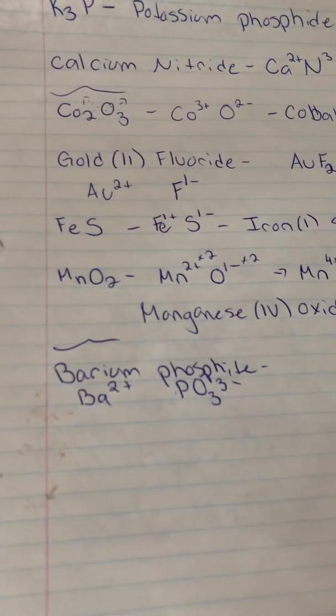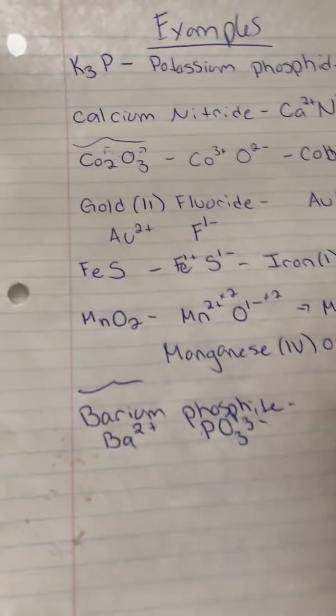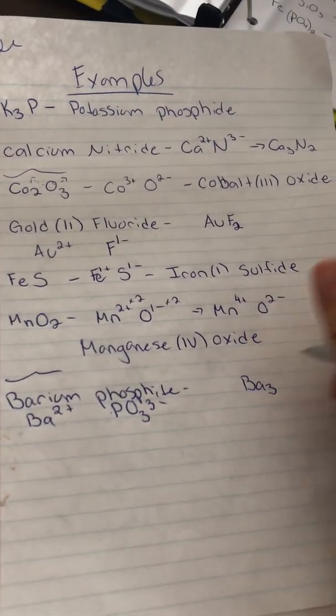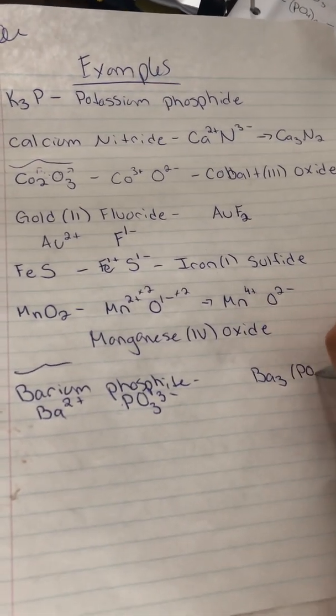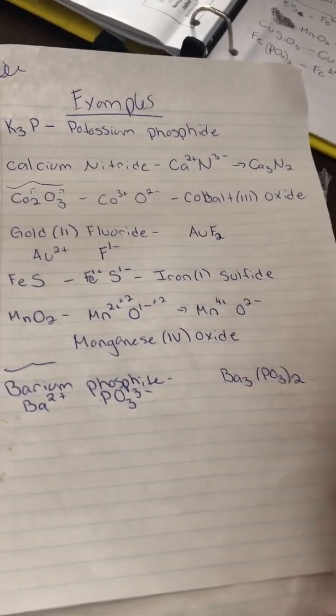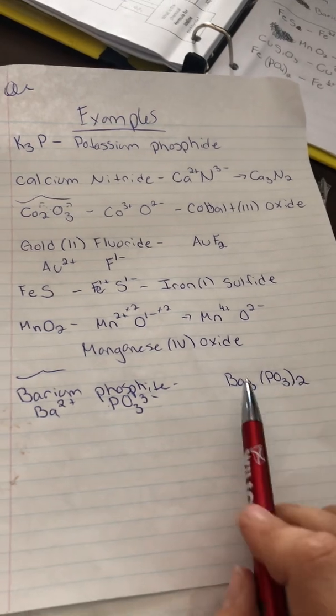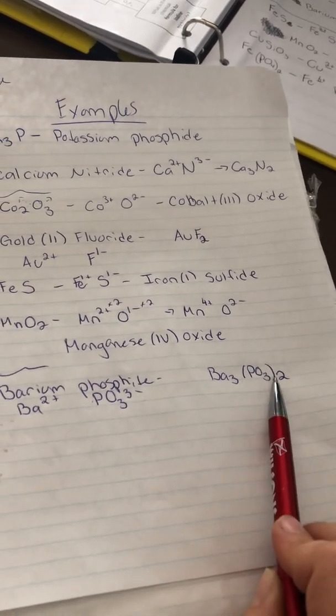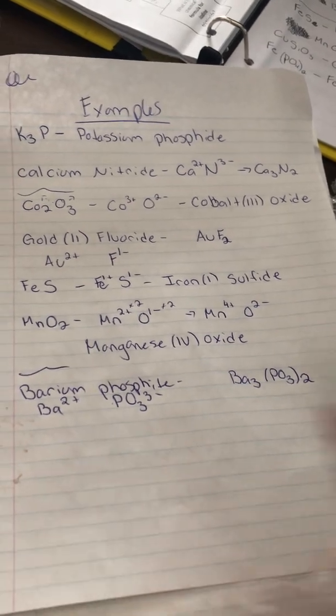All we do here is just cross the charges. So it becomes Ba with a 3 on it. And then we have PO3, and that whole PO3 with brackets has a number of 2 on it. So Ba3, the 3 came from the phosphite. PO3, the whole thing with brackets, has a 2 on it from the barium of 2.